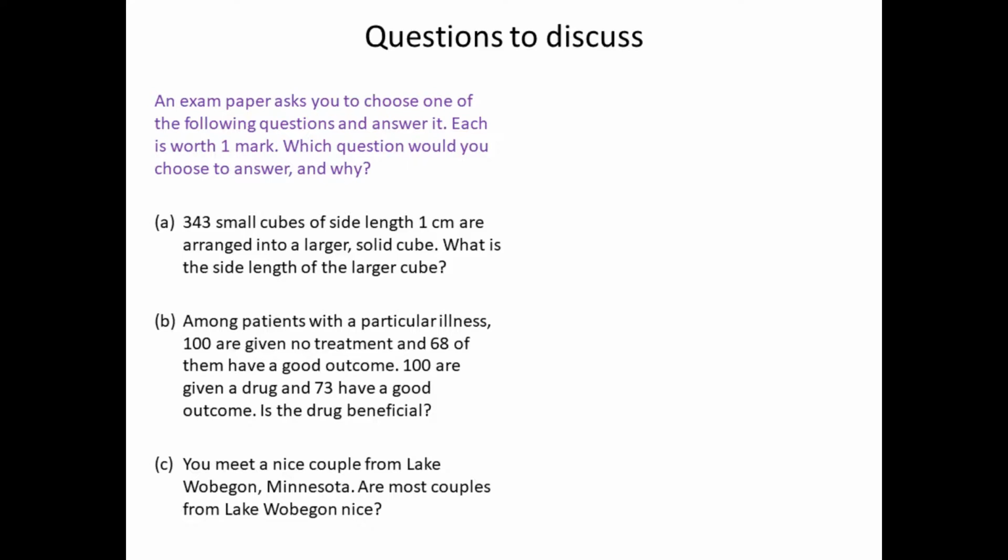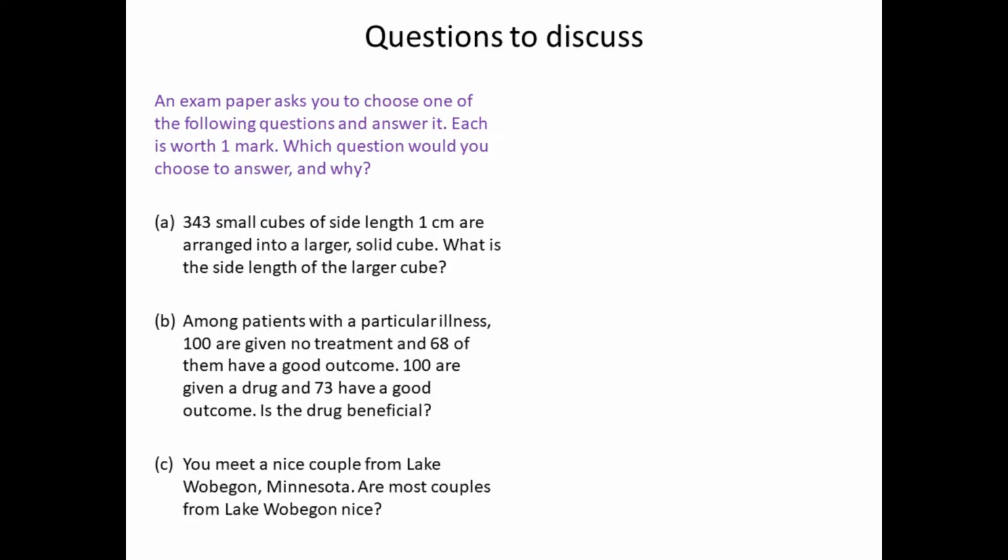Alternatively, question B. Among patients with a particular illness, 100 are given no treatment, and 68 of those have a good outcome. In other words, they completely get better. Another 100 patients are given a drug, and 73 of them have a good outcome. Question: is the drug beneficial? Alternatively, question C. You meet a nice couple from the town of Lake Wobegon, Minnesota. Are most couples from Lake Wobegon nice? Which of those questions would you choose to answer?